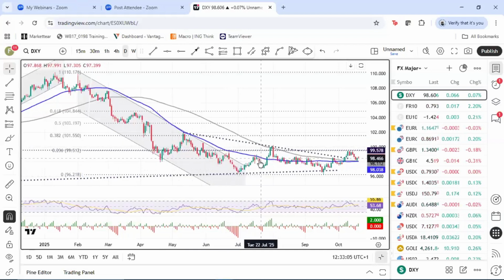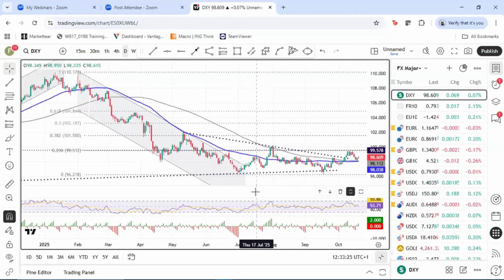The DXY chart then, I always say this, but the biggest weighting in this dollar index is the euro by far, 56%. Then it's the yen at around 14%, and then sterling has around a 12% weighting. So just remember that, because if you flip this chart on its head, it's basically euro dollar.